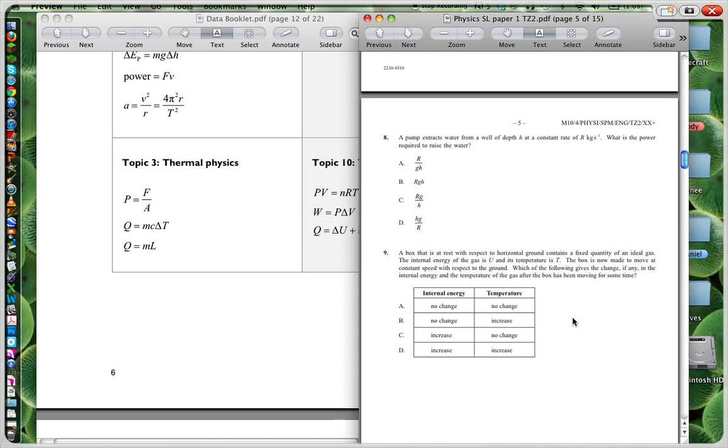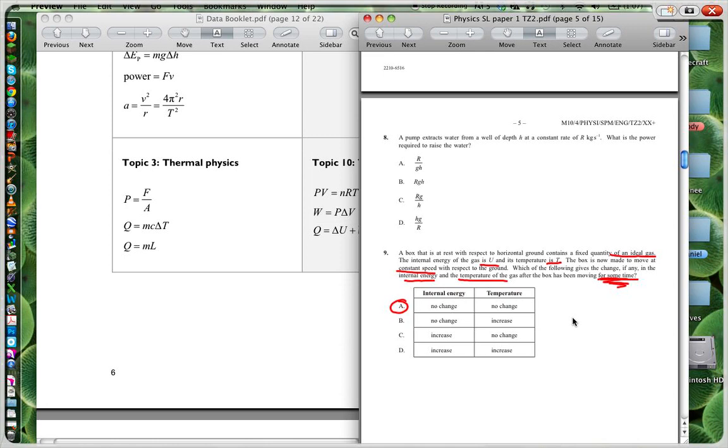Now, this question over here I thought was quite tricky, and I wasn't too sure if I agreed with the answer. The answer for this is A. Let's just read it through and discuss it a bit. So, a box that is at rest with respect to the horizontal ground contains a fixed quantity of an ideal gas. The internal energy of the gas is U, and its temperature is T. The box is now made to move at a constant speed with respect to the ground. Which of the following gives the change, if any, to the internal energy and the temperature of the gas after the box has moved for some time? Now, I think the "some time" is quite important.